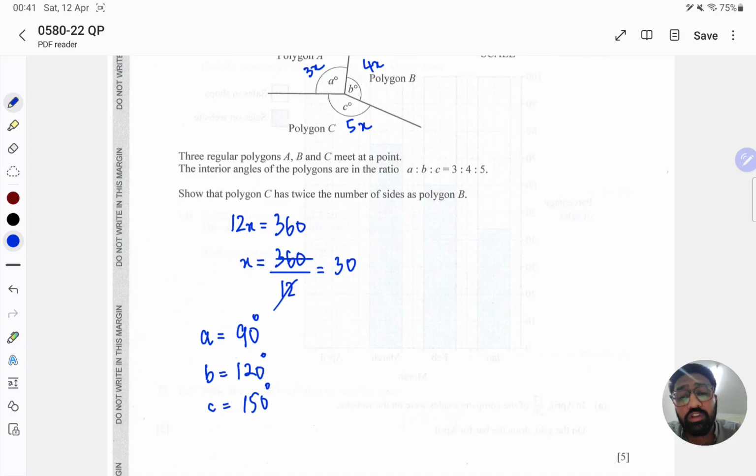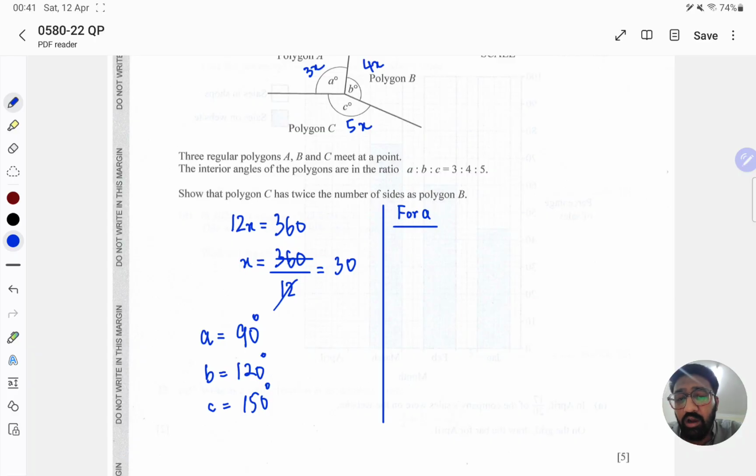He says that we need to show that the polygon C has twice the number of sides as polygon B. So we basically need to find the number of sides for C as well as for B. We are going to find the number of sides for each one of them. So let's start by finding the number of sides for A.